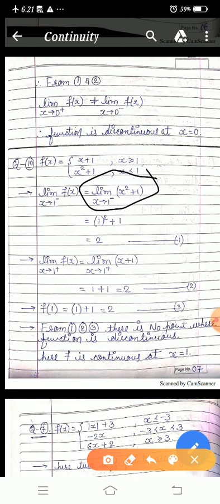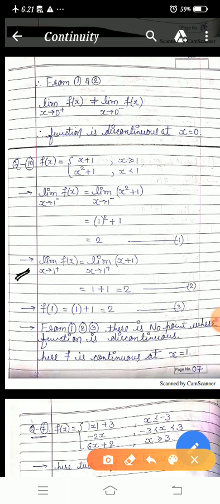Now the function is defined for x tends to 1, so by putting that value of x here, x equals 1, that means 1 squared plus 1 will be as it is. So 1 squared plus 1, that is 2. So our answer is 2. Give that equation number 1. Now the right hand side limit can be written as limit x tends to 1 plus f of x.